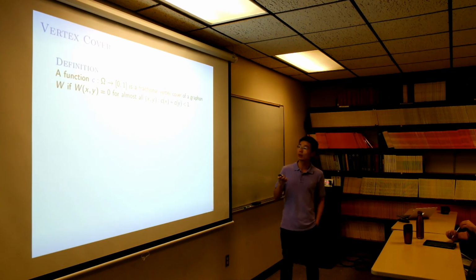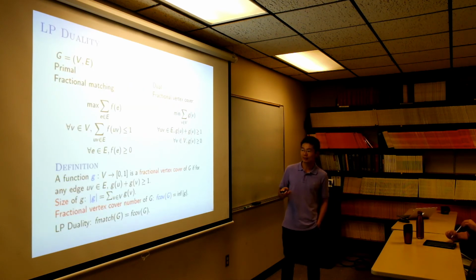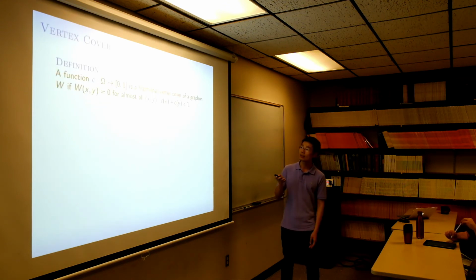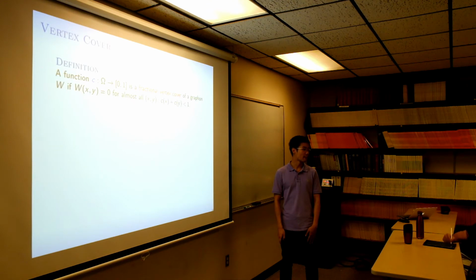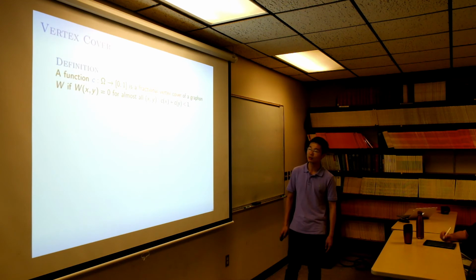So what does cover mean? Cover means the sum is greater than or equal to 1, right? So if it is less than 1, it is not covered. Then almost always W is 0, meaning it is not an edge. Or you can think about it the other way: if W is greater than 0, then C(x) plus C(y) should be greater than or equal to 1 for almost all x,y.